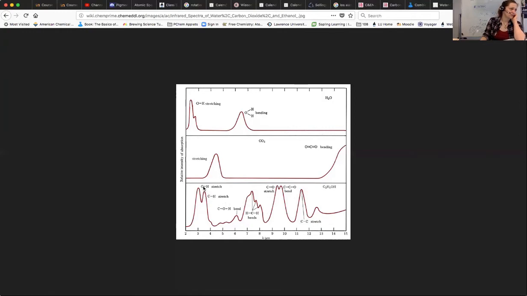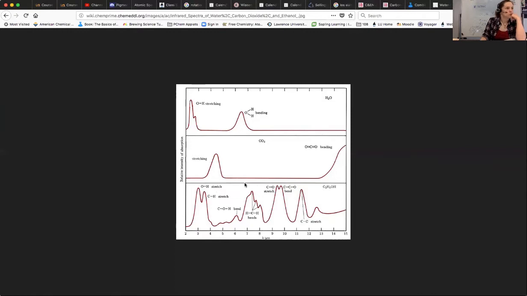Nowhere near as high as OH, but it's basically due to the fact that you've got electronegativity. Oxygen's going to pull the electrons a little bit closer to it, so that your hydrogen's going to be less bound, so it's going to vibrate at a little higher frequency. The CC stretch is going to be much lower. Think about the difference in the mass between CH and CC.